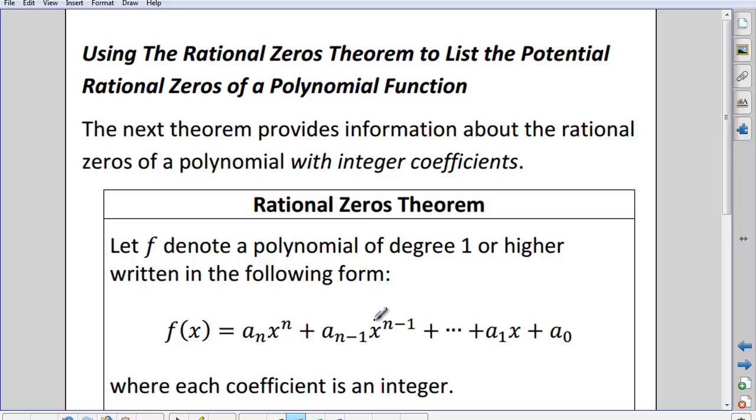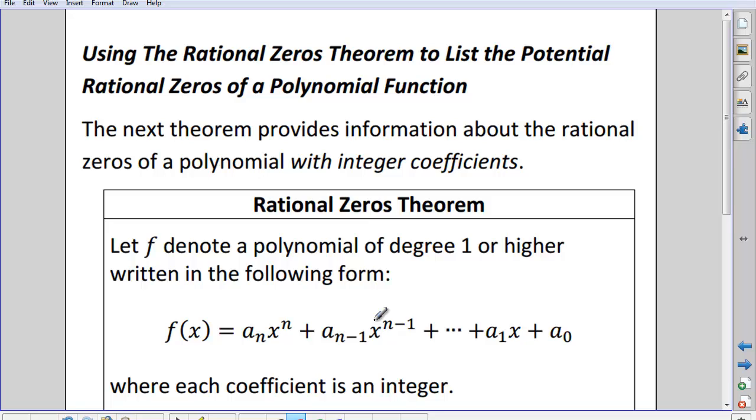Okay, the next piece that we're going to look at, so we kind of know how to test if a number is a zero. Using synthetic division, we can do that pretty easily. The problem is, say we've got some polynomial function, and all we know to do is test numbers using synthetic division. Well, there's a lot of numbers out there, right?